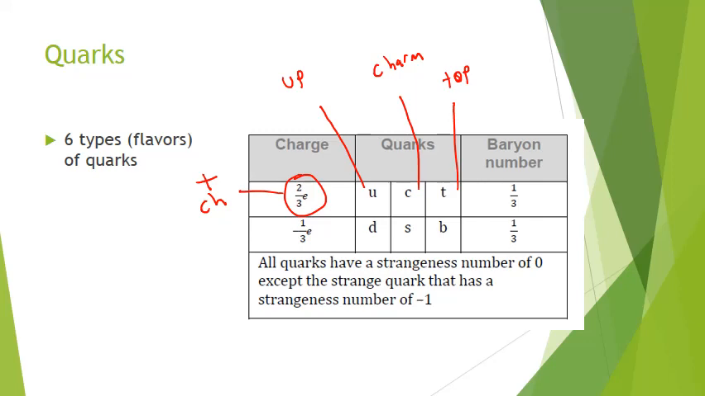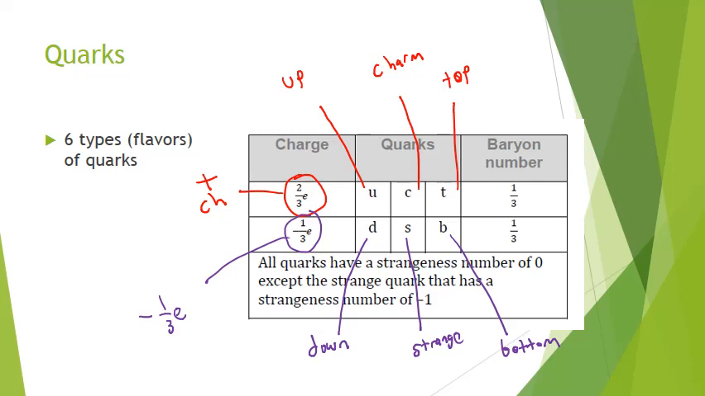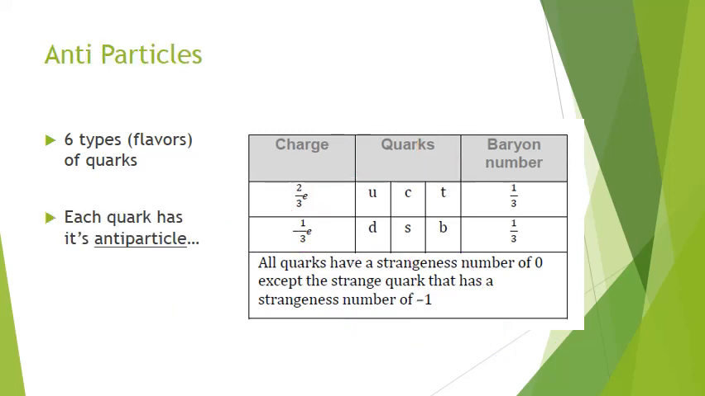Each of those have a charge of positive 2/3 E. We have the down quark, the strange quark, the bottom quark. All of those have a charge of negative 1/3 E. Remember, E is the elementary charge, right? So 1/3 of that would be 1/3 of the elementary charge. And we have that there.